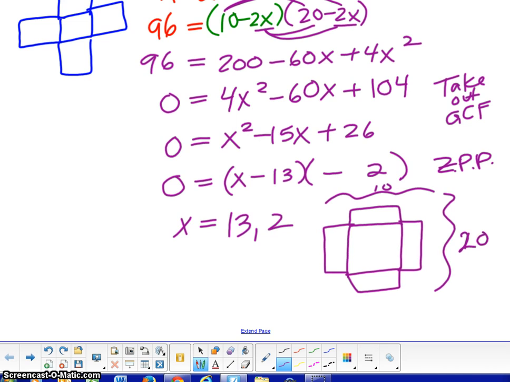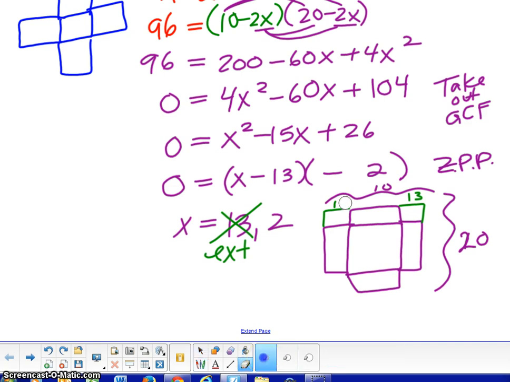So if I take the 13 for that little square piece, it doesn't make sense in our problem because we cannot have more of a square than it is on the whole side. So that is considered extraneous. 2, on the other hand, fits very nicely in our problem. If I get rid of those 13s and replace it with a 2, that does make sense.